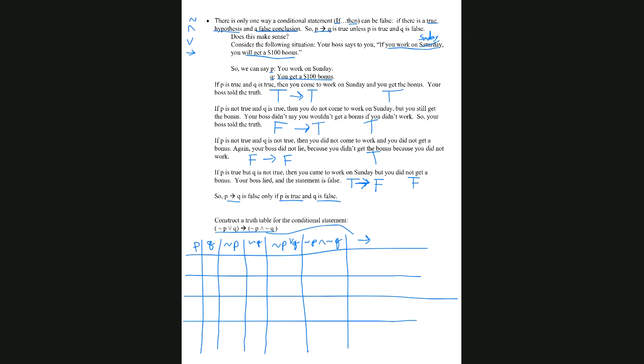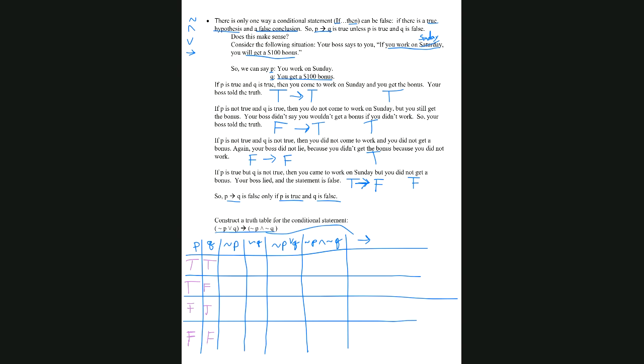And I'm going to do this in a different color. Let's try purple. Both P and Q can be true. P can be true and Q can be false. P can be false and Q can be true. And then I have both statements false. All right, so let's see if we can create a truth table for this statement.